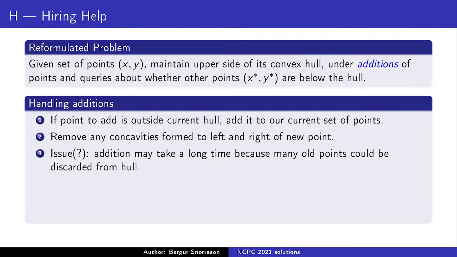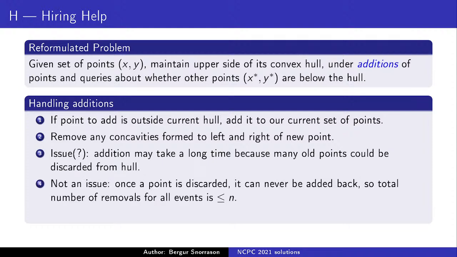And so this may seem like an issue, but it's really not an issue, because once a point is discarded, it can never be added back. It's gone forever. So the total number of removals for all of these events is going to be at most n. So amortized over when you run through the whole thing, the total time complexity is going to be n plus the number of events times log n.